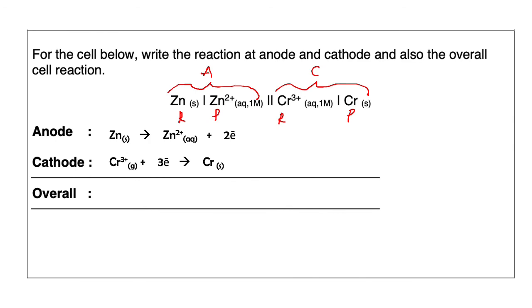However, as you can see, the number of moles of electron are not the same for both half cells. So what we have to do is multiply. We have 2 at anode and we have 3 at cathode. So for anode, we have to multiply by 3, and for cathode, we have to multiply by 2, so that the number of electrons will be equivalent to 6 for both. Then we can cancel the electrons. So what will be our overall? Our overall will be this.